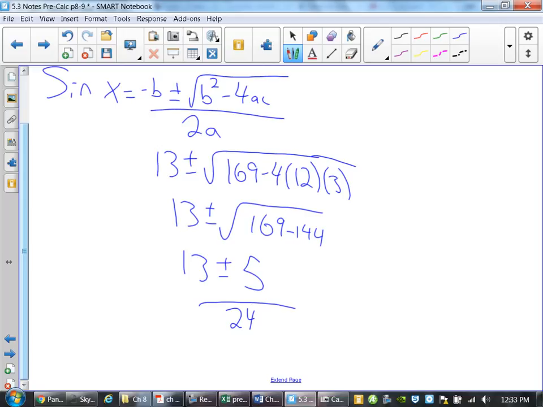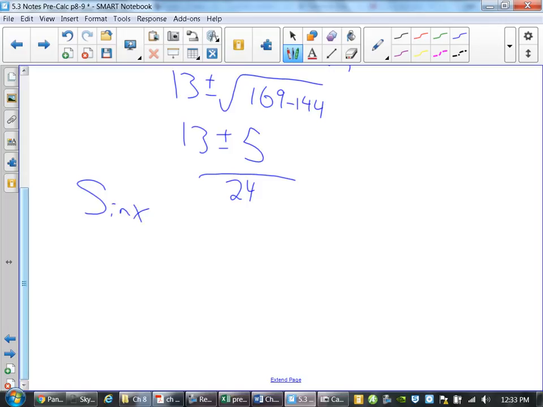So you have two possible solutions here: 18 over 24 or 8 over 24. And then it's just a matter of using your calculator. You just put that in there and then X equals that. And remember, you'll have two values that give you this because sine is positive in 2 spots. So you're going to find that reference angle and go off of that.